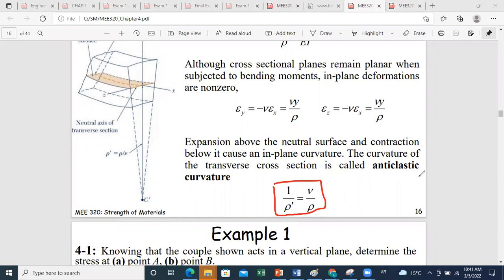Now we'll start to do examples on the part covered already. So we'll start first with the following example.